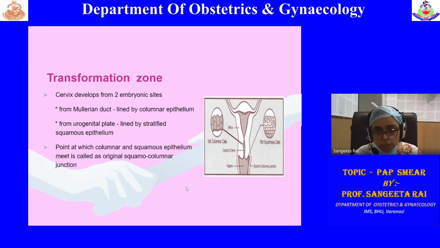Now, as I have already discussed the transformation zone, the cervix has developed from two embryonic sites, the endocervix and the ectocervix. The endocervix is from the Mullerian plate and is lined by columnar epithelium, and the ectocervix is lined by stratified squamous epithelium and developed from the urogenital plate. And where these two meet, this is known as the original squamocolumnar junction, as we can see in the diagram.